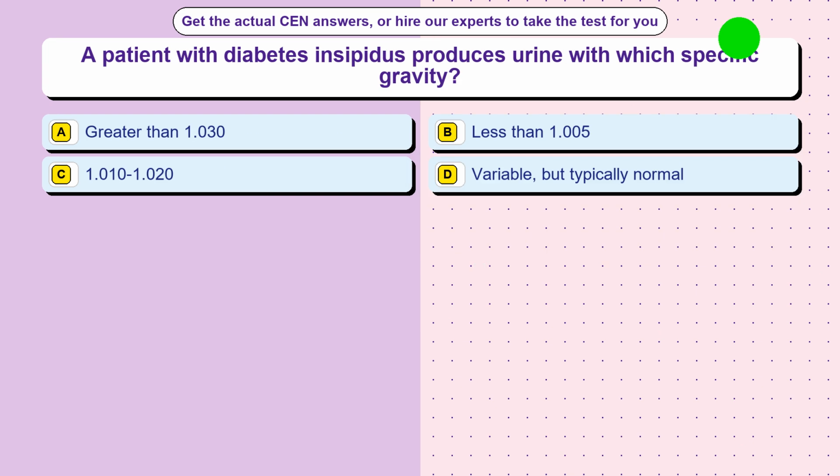Question 33. A patient with diabetes insipidus produces urine with which specific gravity? Option A, greater than 1.030. Option B, less than 1.005. Option C, 1.010 to 1.020. Option D, variable, but typically normal.